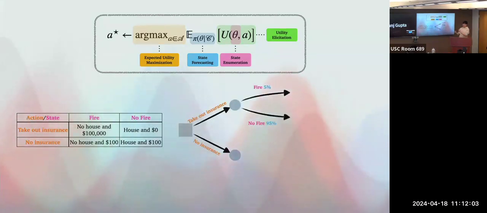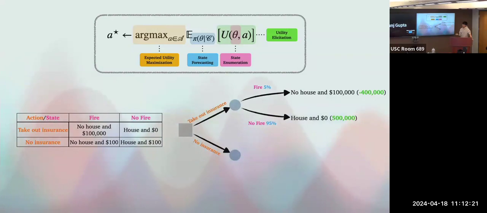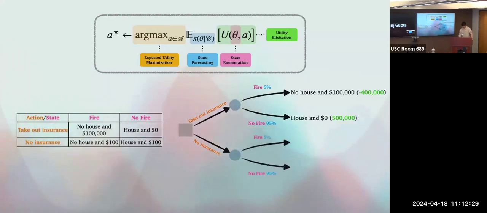There is a possible future state distribution, which is the forecasting part: there's a 5% probability that there's going to be a fire, and a 95% probability that there's not going to be a fire. If this is the outcome, I will have no house, but I'll have the reimbursement. And if there's no fire, I will not keep the original $100 that I invested in insurance, but I will keep the house, which is valued at $500,000. There's also the fire, no fire situation here.